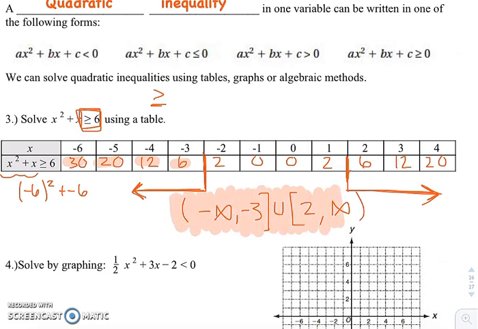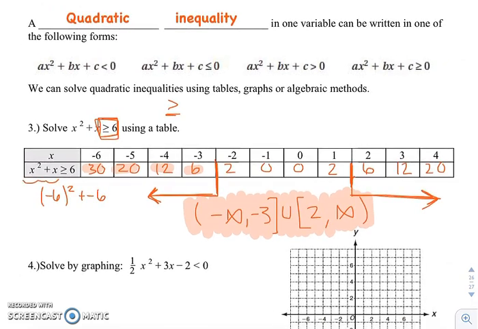So that would be our solution, and we can see that from the table. When we plug in those values, we get numbers. The output values are greater than or equal to 6. 6 or greater. So that's one way you guys can do it using a table. Like I said, not the most effective, but we'll look at other methods.